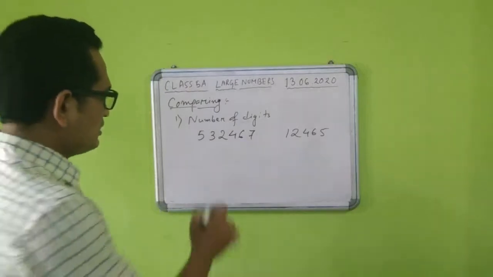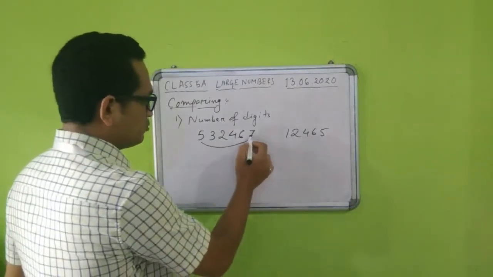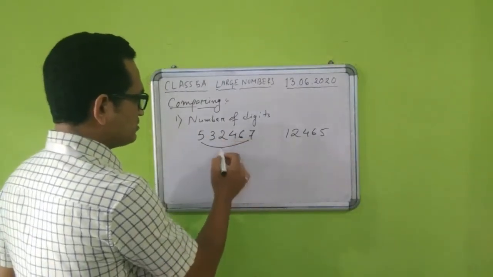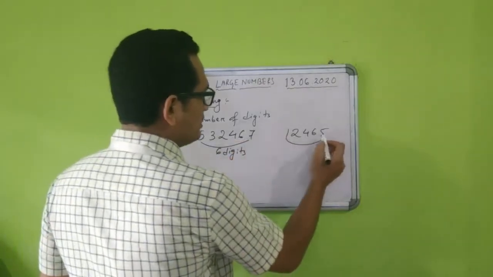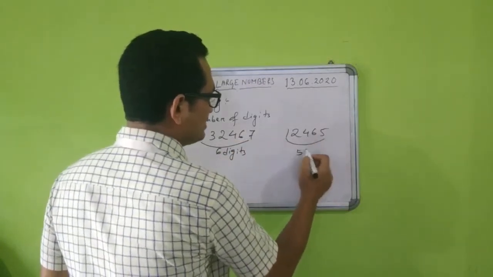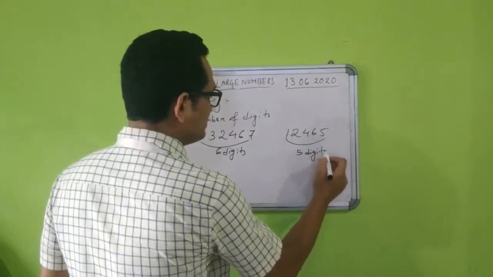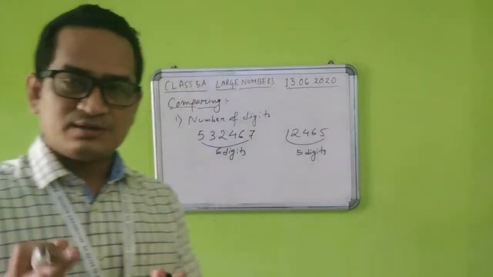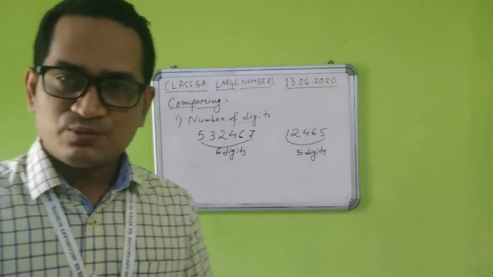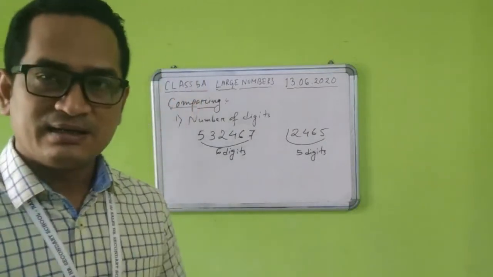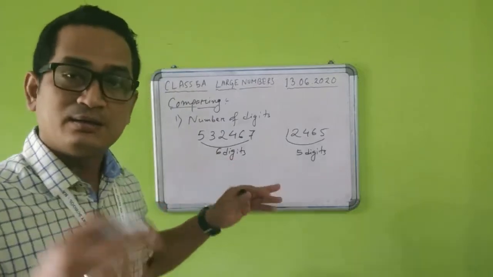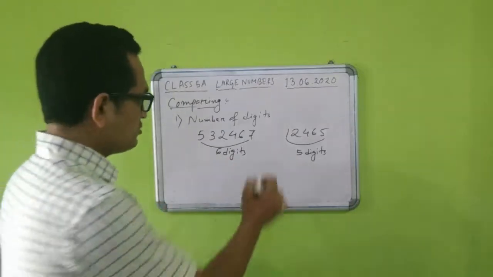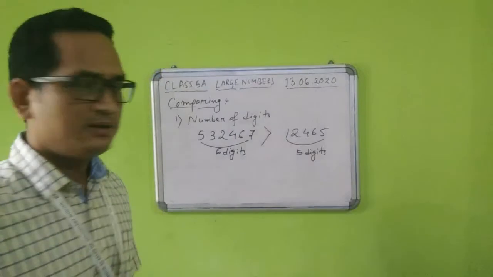If you see, first you need to count the number of digits: 1, 2, 3, 4, 5, 6. So here it is having 6 digits. And if you count here: 1, 2, 3, 4, 5, it has 5 digits. So students, by looking at the number of digits, we can easily say which one is greater and which one is smaller here. Of course, the one which has the greater number of digits will be the greater one. So obviously this one will be the greater one.